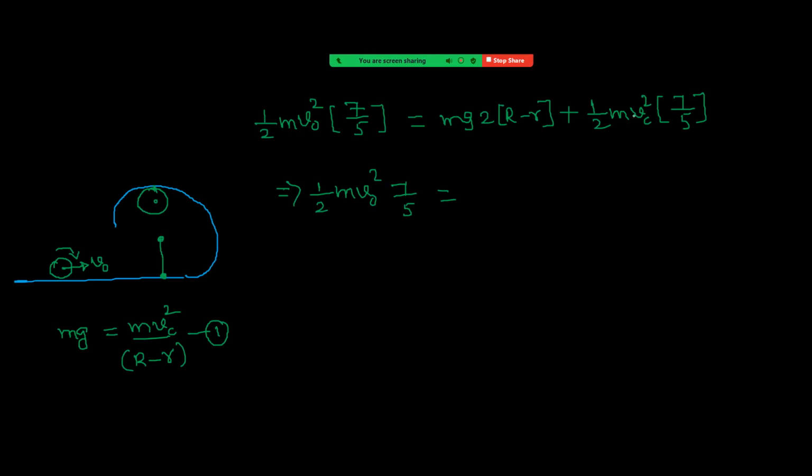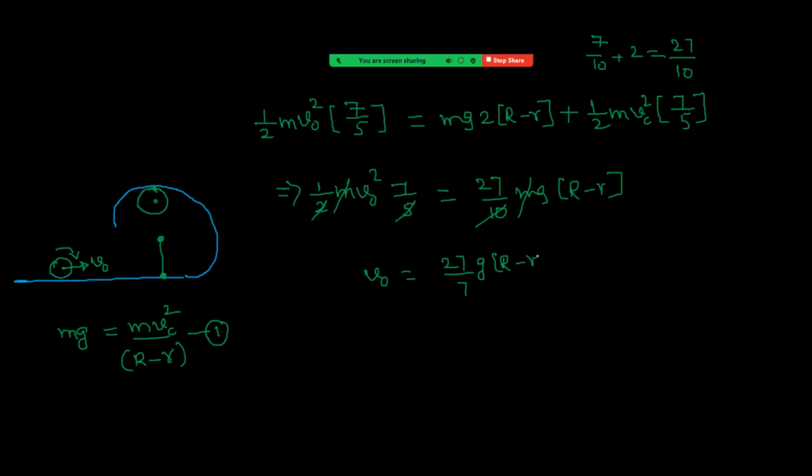mg into R minus r. Then see what we get. This is 7 by 10. 7 by 10 plus 2, 7 by 10 plus 20, that is 27 upon 10. Okay. So 27 upon 10 into mg into R minus r. Right. Mass gets cancelled. 2 5 10. 10 gets cancelled. V naught is equal to root of 27 upon 7 into g into R minus r. Right? So first thing we are focusing on, when we are providing minimum speed, it is just about to lose contact on reaching the topmost point. So only the gravitational force provides the centripetal force. So next, writing the energy equation. Okay.